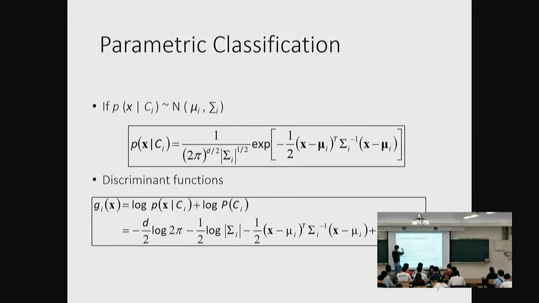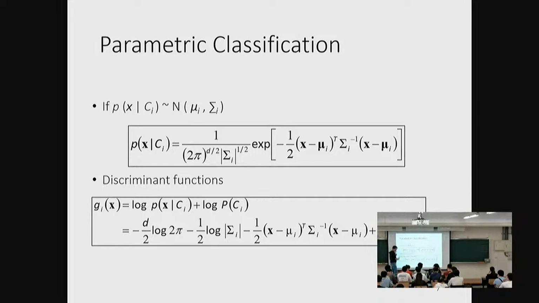So now we assume that this probability distribution is a normal distribution with mean mi, which is a vector, so a vector of means for each class and a covariance matrix for each class. So P of x given Ci has this particular form. The discriminant function is log of P of x given Ci plus log of P of Ci. Now we just write it out in terms of this equation.